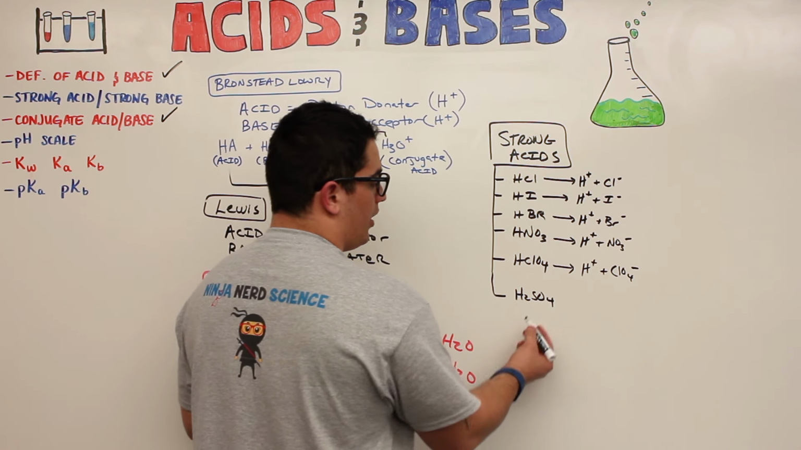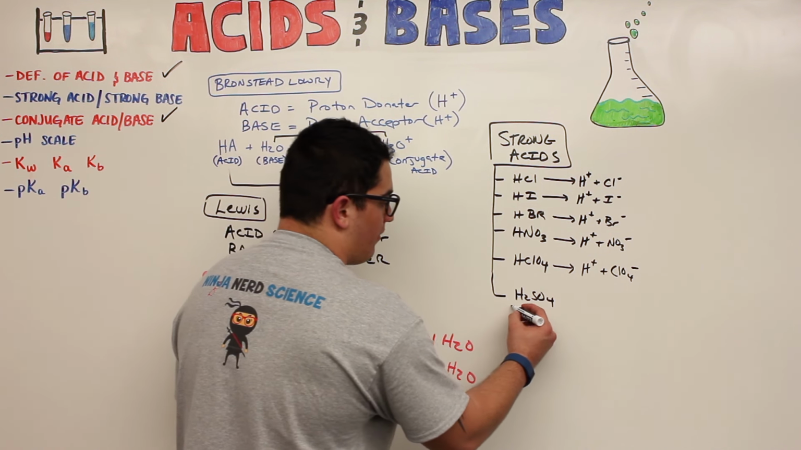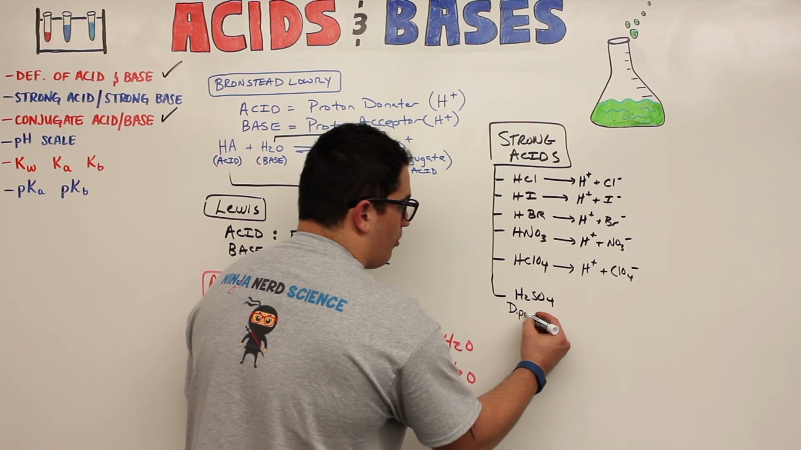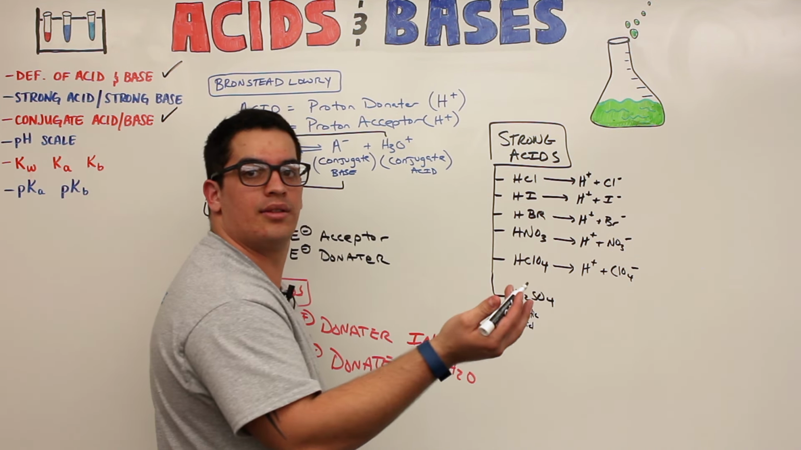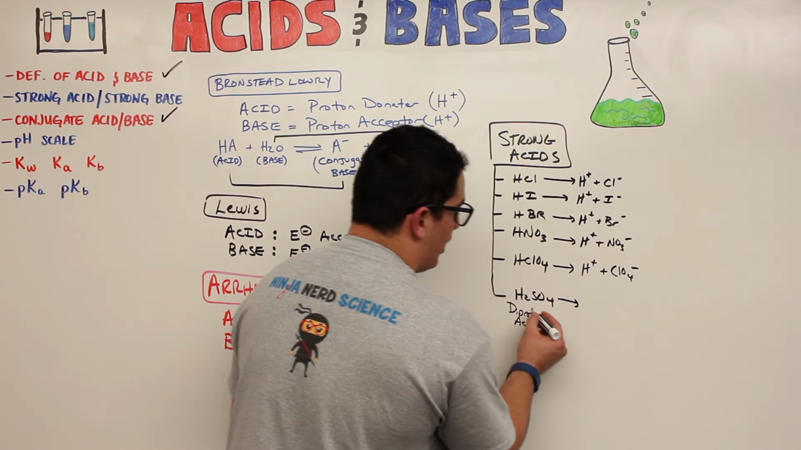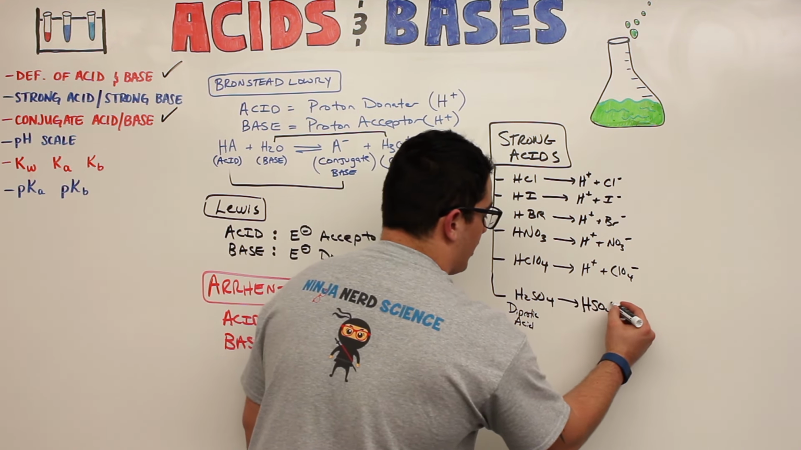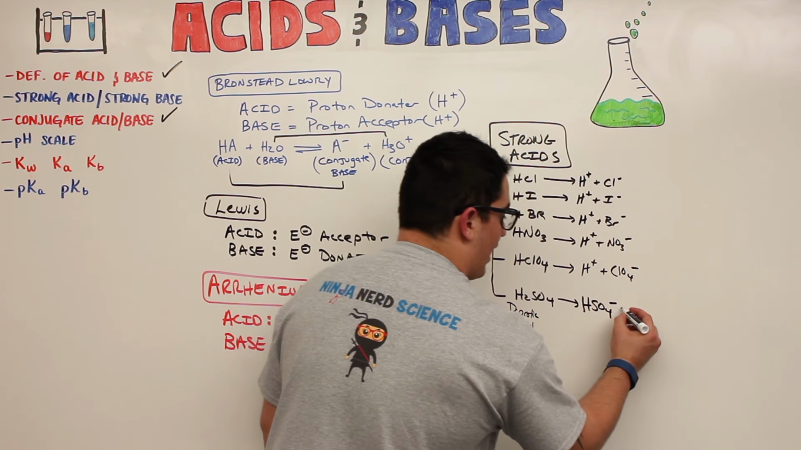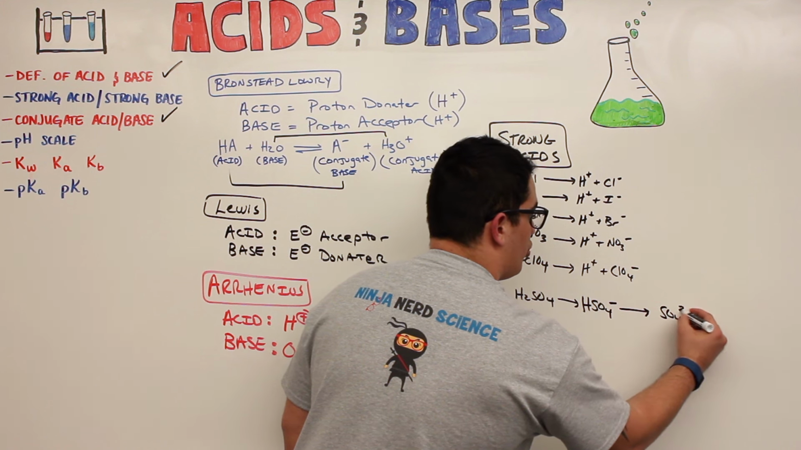H2SO4 is different. If you look here, H2SO4, it has an H2. This is defined as a diprotic acid, meaning it can give up 2 protons. So if we were to run this reaction, it would deprotonate and turn into HSO4 negative. And then it would react even further and get converted into SO4 2 negative, right?